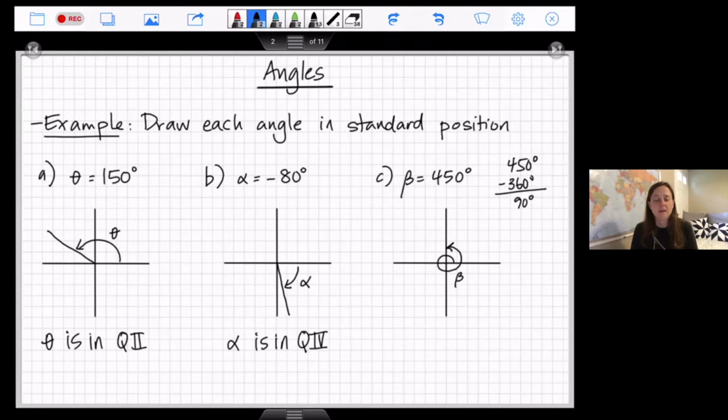Then beta obviously takes up all 4 quadrants at one time or another, but it doesn't actually land in any one. Its terminal side is on the positive y-axis. So if your terminal side lands on either the positive or negative x or y axes, you call this a quadrantal angle. So beta is quadrantal.